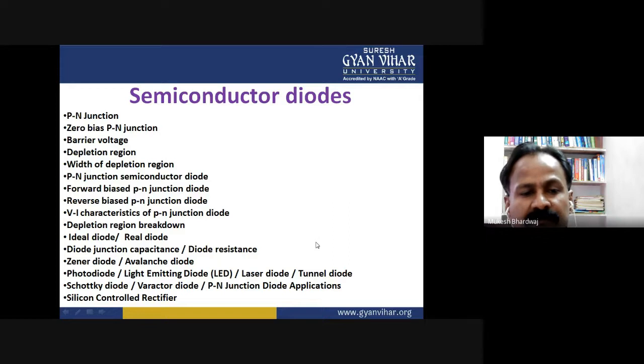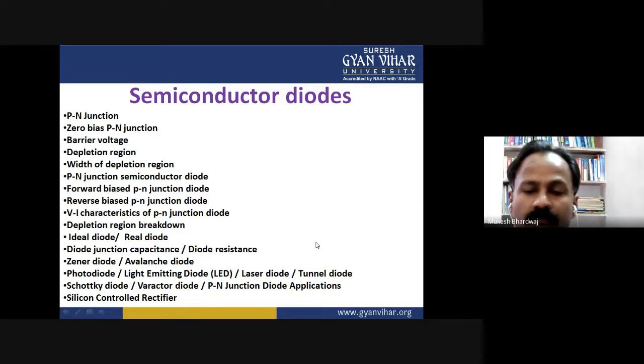Third type is photodiode. Fifth one is light emitting diode. And sixth is laser diode. Seventh diode is tunnel diode. Eighth one is Schottky diode. And the second last is rectifier diode. Then p-n junction diode applications. And after completing all the diodes, the silicon controlled rectifiers. So these are the contents which are going to be completed in this semiconductor diodes in detail.